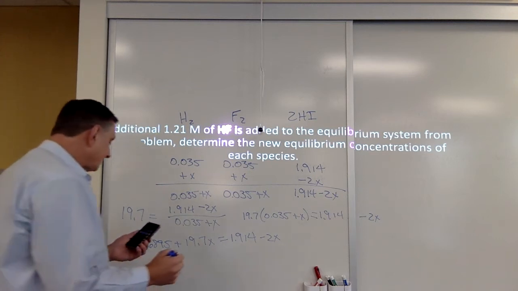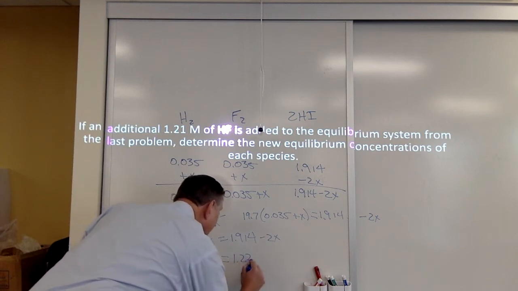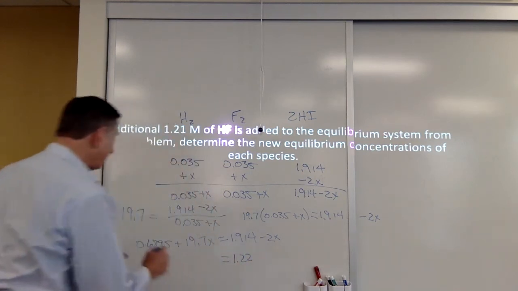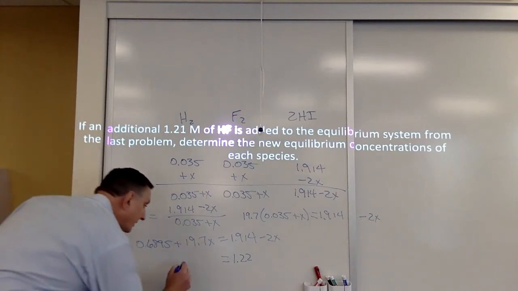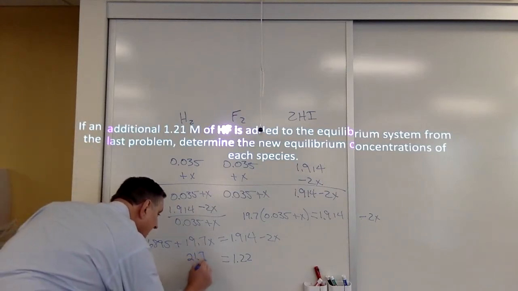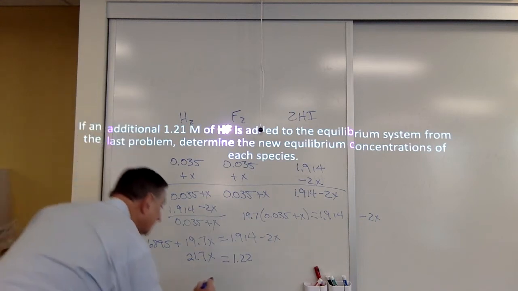We get 1.22. And then I'm going to add 2x to both sides, and this is 21.7x equals 1.22, so x is 0.056.